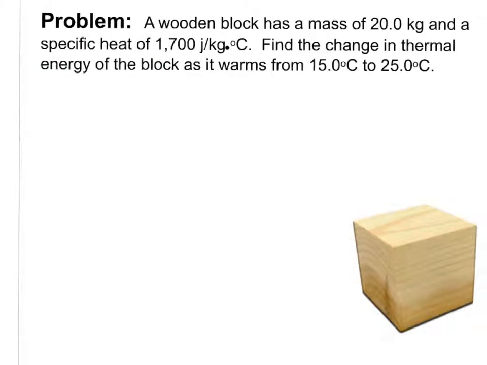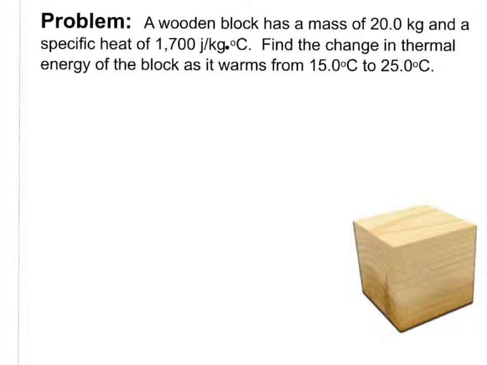So to use this formula or this equation, we're going to practice a little problem and walk through it together, and then hopefully you'll be able to do some of these on your own. Let's say we have a wooden block that has a mass of 20.0 kilograms, and we are told what its specific heat is. Remember, the specific heat is how fast can it heat up and how fast can it cool down. Find the change in thermal energy of the block as it warms from 15 to 25 degrees C.